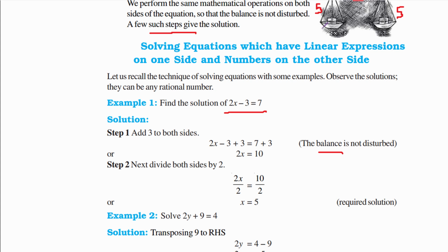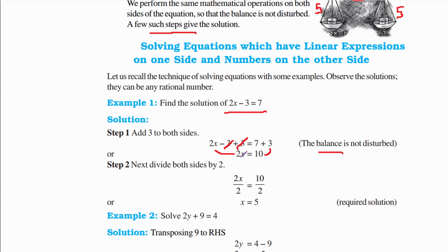It is very similar to this. If you are going to add a 3 kg weight here, you must add 3 kg here as well. So the same has been done. Now the 3 will get cancelled out, and you would be left with 2x as it is. 7 plus 3 is 10. Now we are left only with 2x.